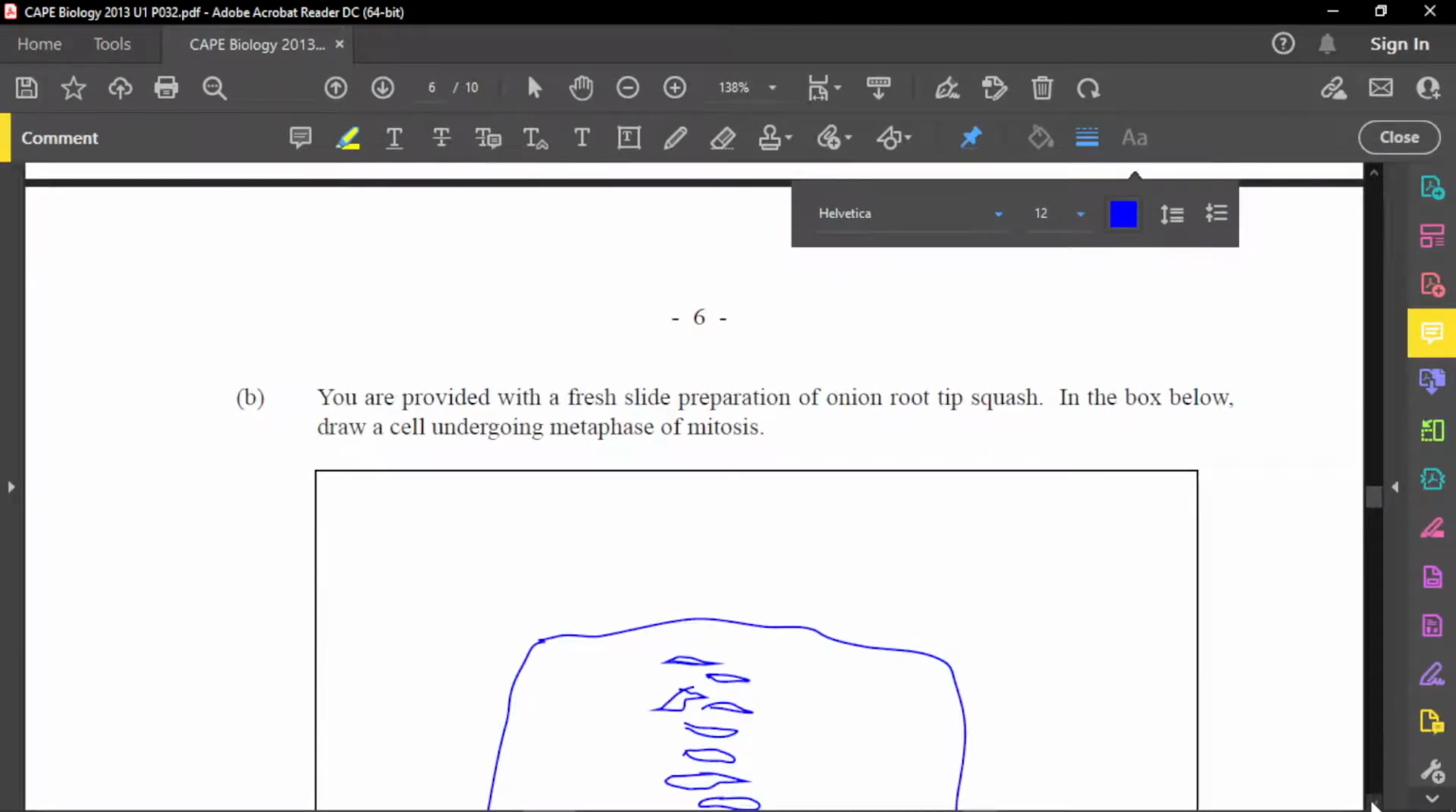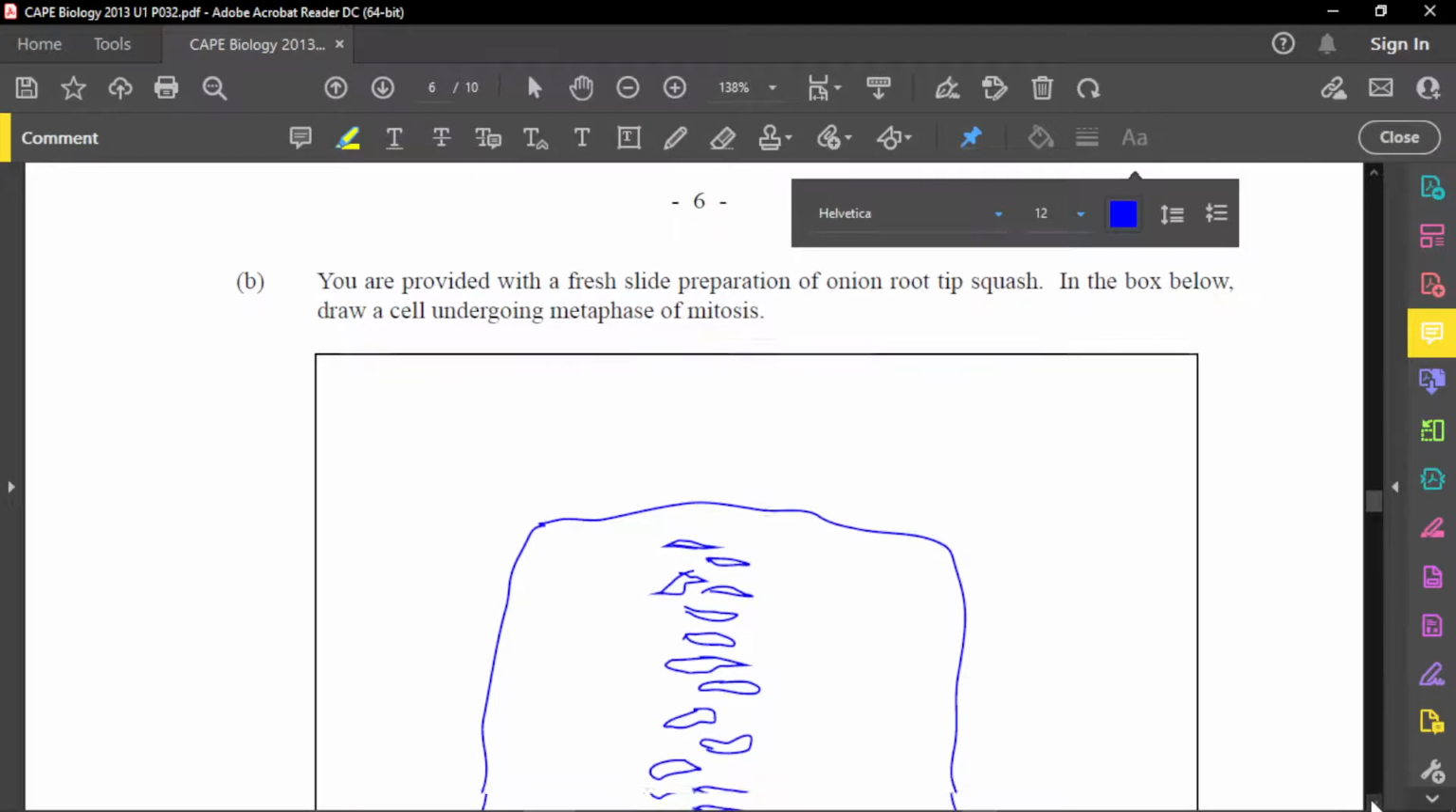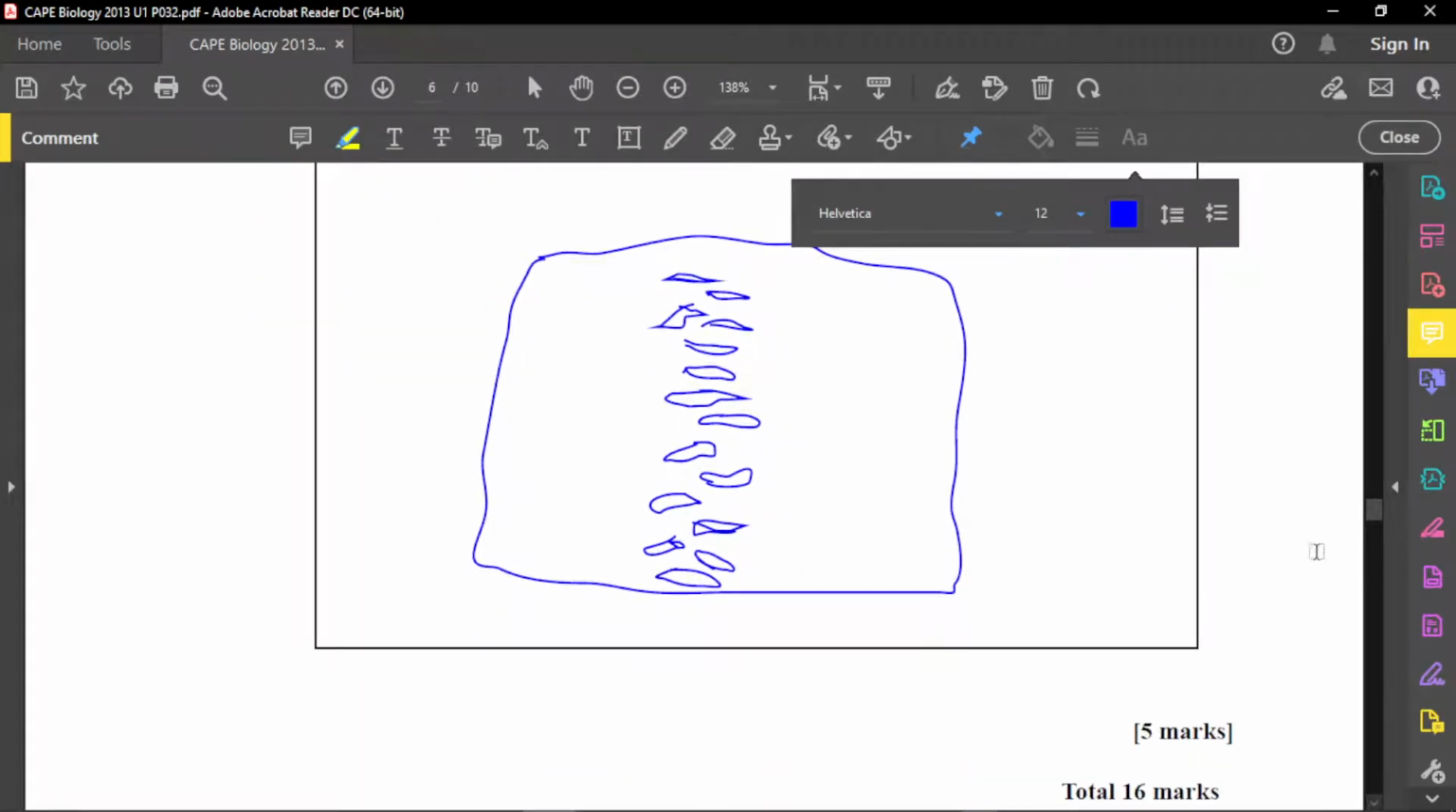All right, so here now for the next part of the question, you're provided with a fresh slide preparation of onion root tip squash. In the box below, draw a cell undergoing metaphase of mitosis. And so what you know about metaphase of mitosis is that the chromosomes will align in the middle of a cell, called the metaphase plate. All right, and they will align along that middle of the cell in single file.